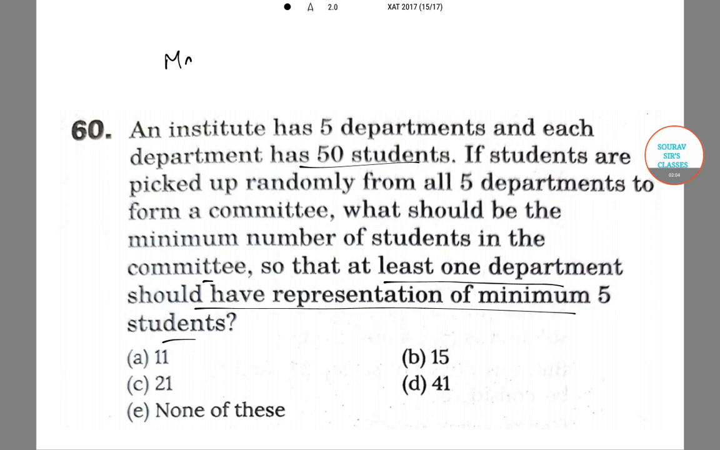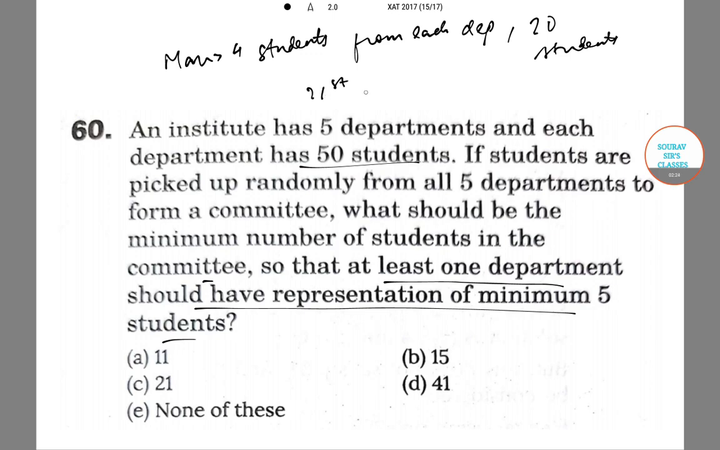Now, if we choose maximum 4 students from each department, there will be 20 students. So the 21st student will ensure that at least one group has 5 representatives. Therefore, the correct option is option C.